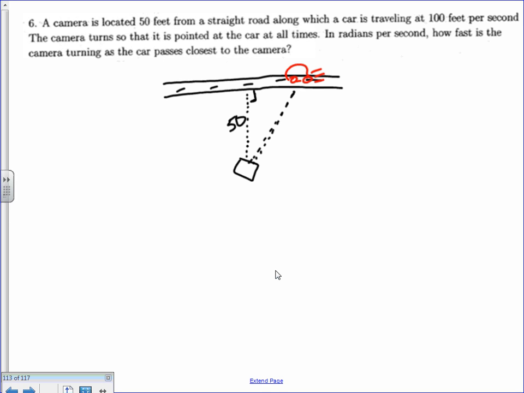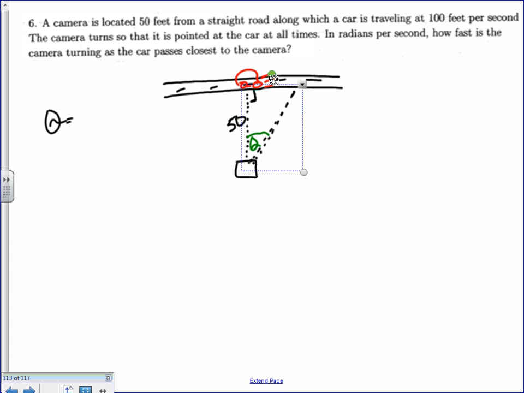So we need to add the variable in here. We care about this angle. How fast is this angle changing? Because that'll tell us how fast the camera is turning. So I'm going to start adding some variables to my chart. Theta, that's the angle. Now, when the car is closest to the camera, so let's see if I can move my car here. There's the car. The camera is going to be turned right here.